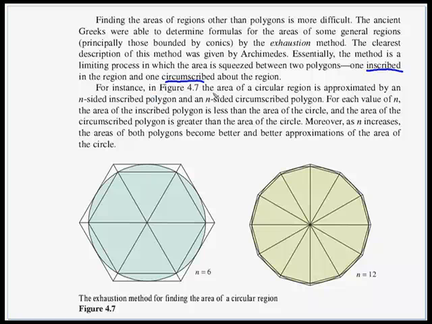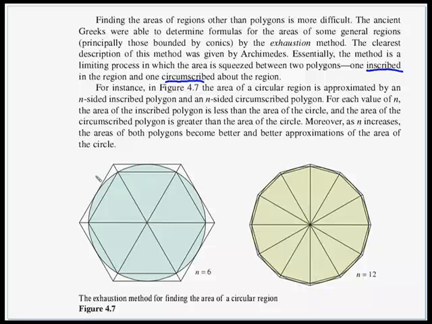For instance, in figure 4.7, the area of the circular region is approximated by an n-sided inscribed polygon and an n-sided circumscribed polygon. For each value of n, the area of the inscribed polygon is less than that of the circle, and the area of the circumscribed polygon is greater than the area of the circle. Moreover, as n increases, the area of both polygons become better approximations for the area of a circle.